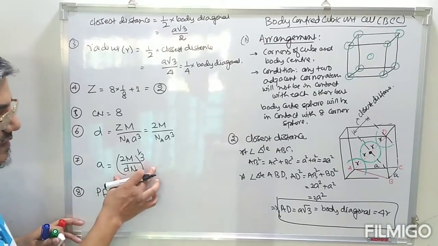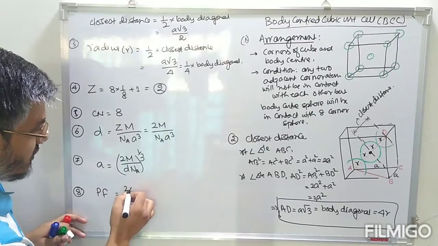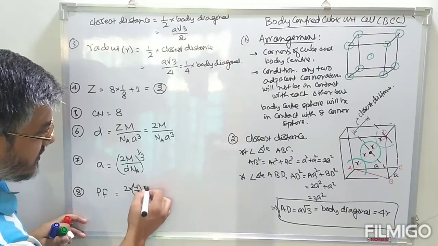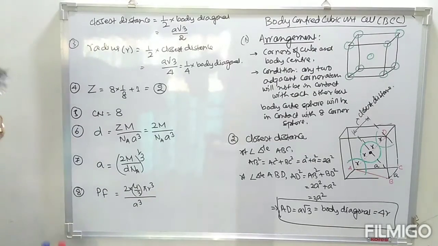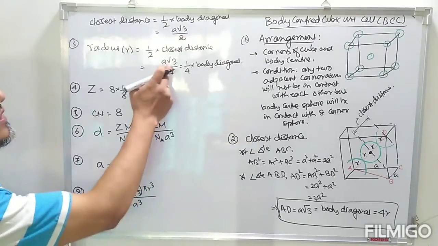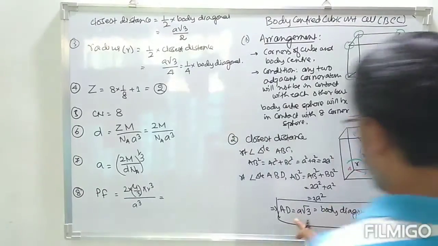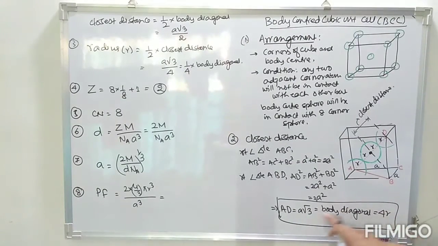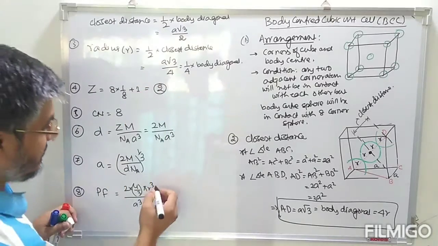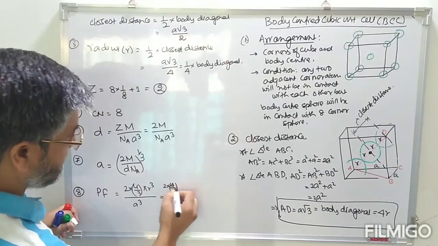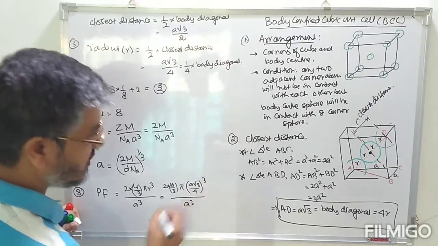Packing fraction is the volume occupied by spheres divided by the volume of the unit cell. So effectively how many spheres? 2. So 2 into the volume of a single sphere, that is 4 by 3 pi r cube, divided by a cube. Now either we can replace r in terms of a or a in terms of r. We have the relationship a root 3 is equal to 4r, so r is a root 3 by 4. So we have 2 into 4 by 3 pi, into a root 3 by 4 whole cube, divided by a cube.